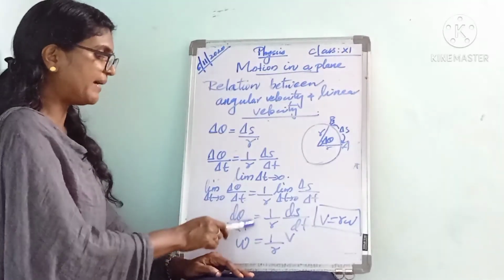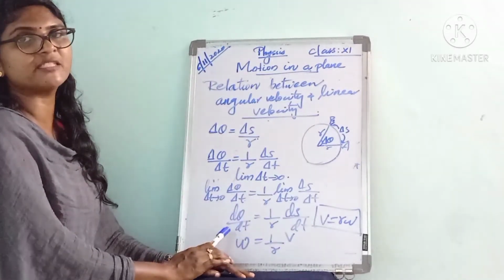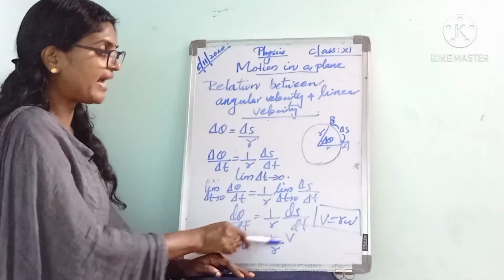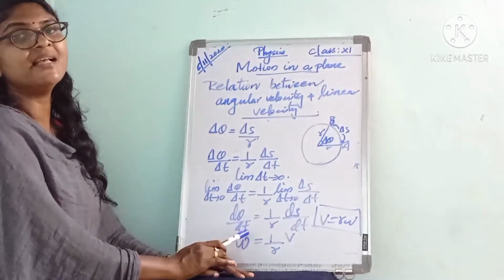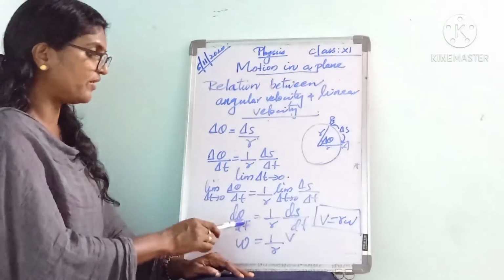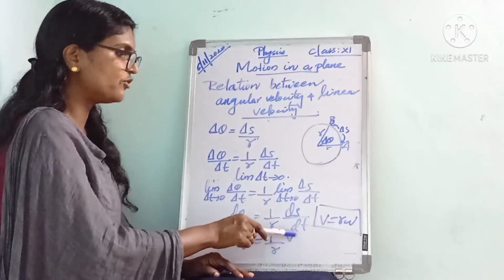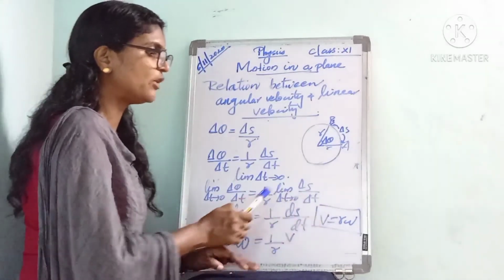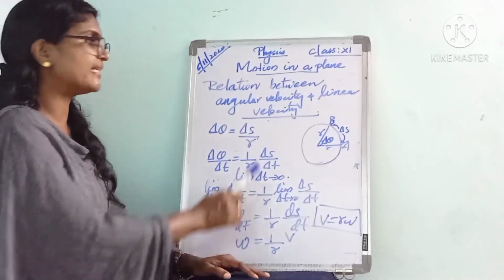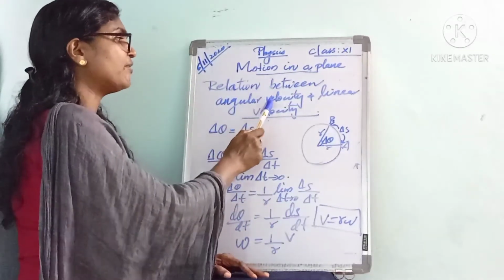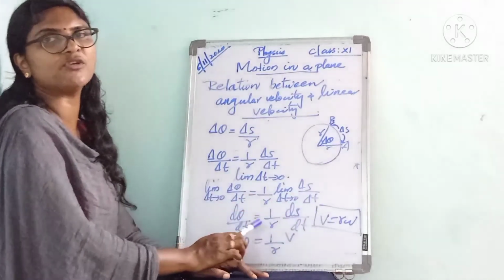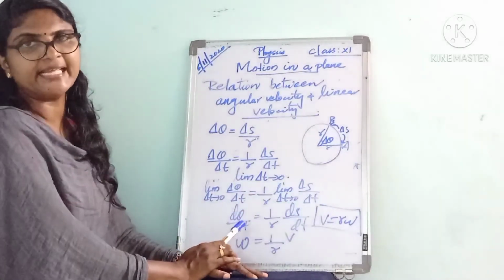You know d theta by dt is the rate of change of angular displacement, that is equal to the angular velocity omega. Then 1 by r, what is ds by dt? Rate of change of displacement, that is the linear velocity v. So we got omega equal to 1 by r into v. From here we can write v is equal to r omega. That is the relationship between angular velocity and linear velocity: linear velocity is equal to angular velocity into radius.